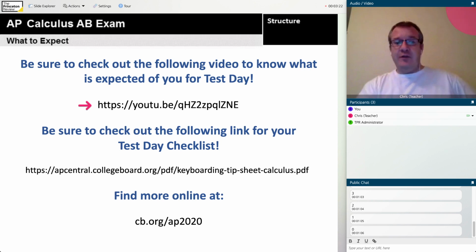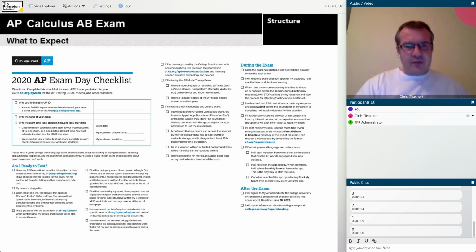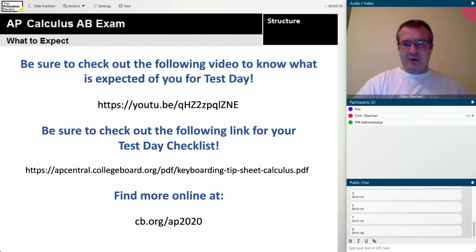Also, I've included a link for the keyboarding tip sheet with the whole test day checklist. You're going to see a link here. Before I leave, to point that out, it's all going to be located at this website right away. Jot it down, take a picture of it with your phone, something. Don't forget to check this out. It's got you set up with five key steps that you have to make sure you are completely aware of and prepared for going into the actual test structure.